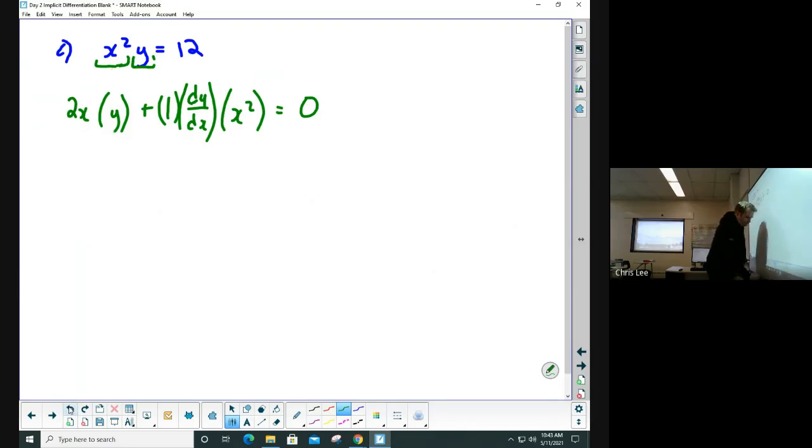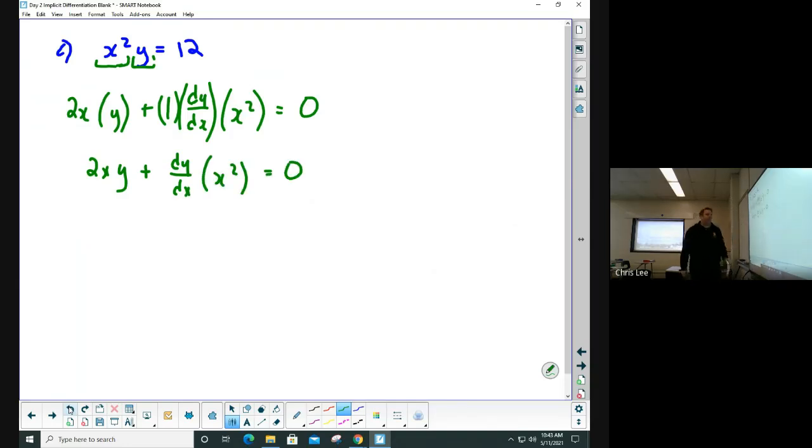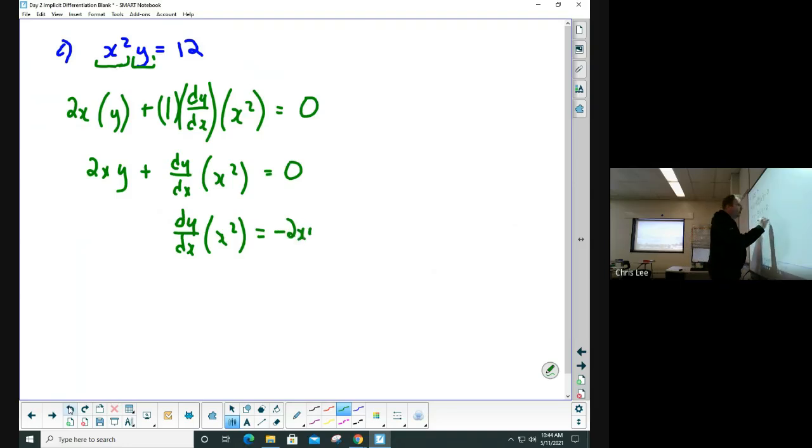All right, now we've got to clean up and isolate. So I don't know if it's worth writing this, but I'm going to write it down anyways. 2xy plus dy by dx times x squared equals 0. I need to isolate the dy by dx, so I'll isolate the term that has dy by dx in it by itself. And then I've got to get this 2xy to the other side, so it becomes minus 2xy. And then it's being multiplied by x squared, so I'm going to have to divide by x squared. So dy by dx equals negative 2xy over x squared.